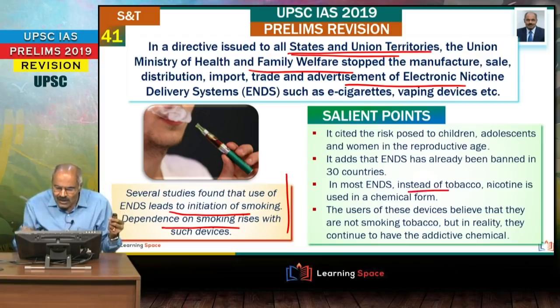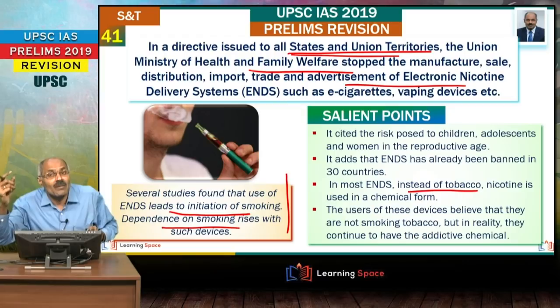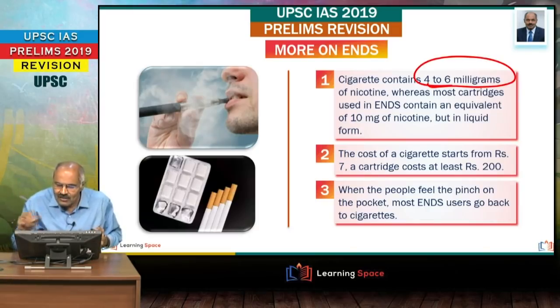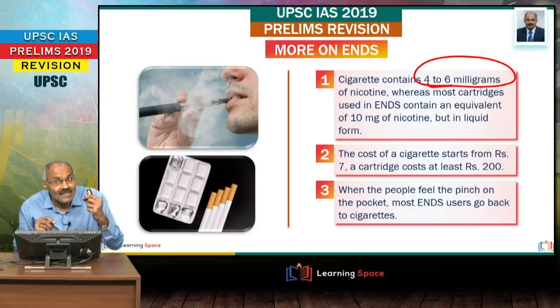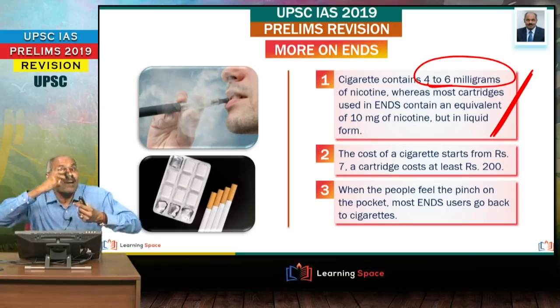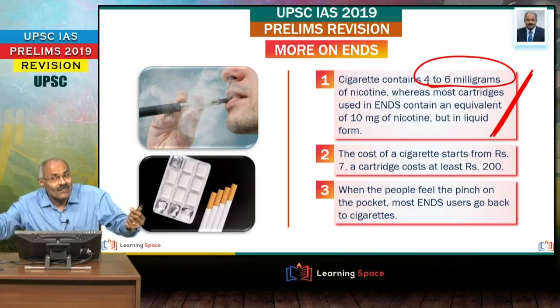In electronic nicotine delivery systems, instead of tobacco, nicotine is used in a chemical form. Please don't forget, nicotine is used in a chemical form, and a cigarette contains around 4 to 6 milligrams of nicotine, but ENDS, or you can say e-cigarettes, sometimes contain more nicotine in liquid form. Friends, e-cigarettes are nothing but this liquid form of nicotine vaporized with high temperature. That means an aerosol is created with high temperature. So that is nothing but e-cigarettes.